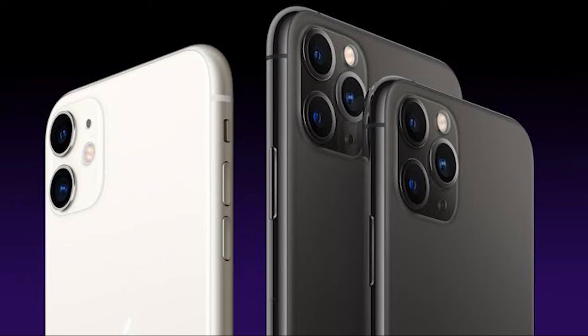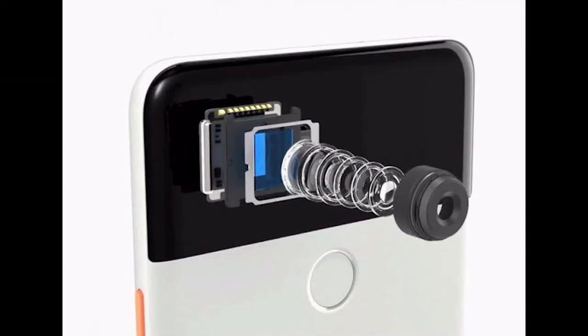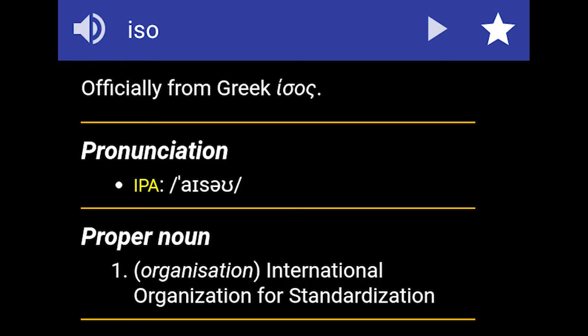In this video I'm going to be talking about ISO. First of all, it's actually called ISO. It doesn't have a full meaning. The full meaning of ISO, though not really related to photography, is International Organization for Standardization.